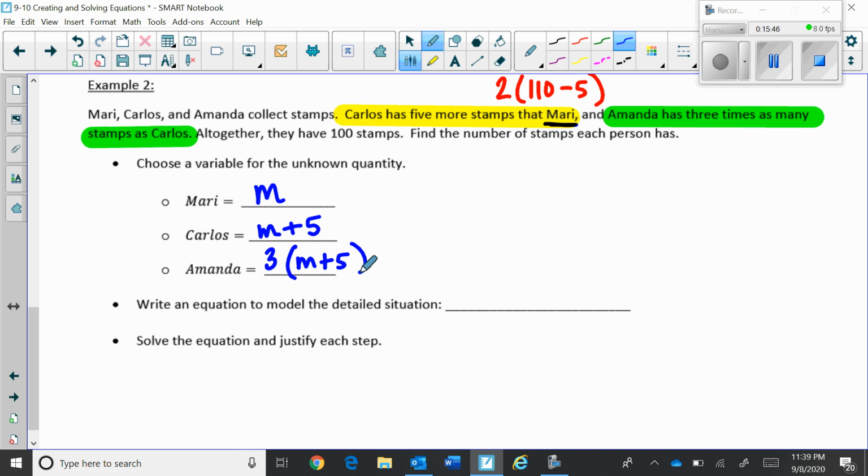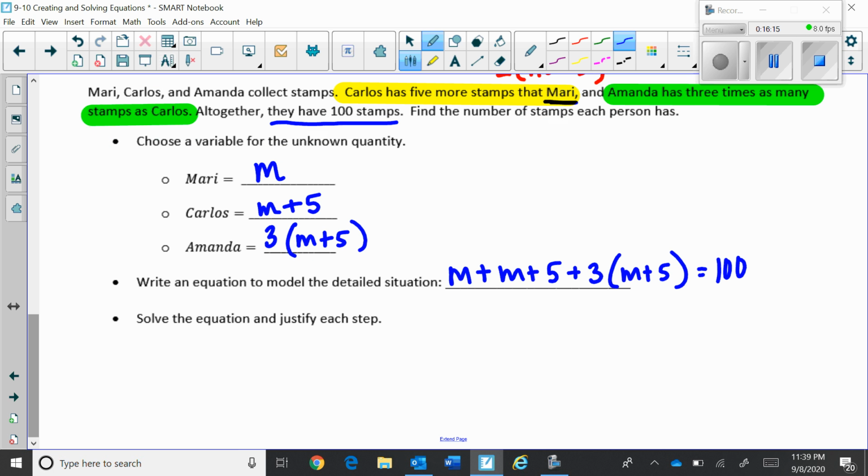All right, and then it says altogether they have 100 stamps. So if we were to model an equation with this, we have m plus 5 plus 3 times (m plus 5) equals 100, since they are all adding together to be 100. So then we would solve that together. It's on the next page, so let me pause this while I transition to the next page.